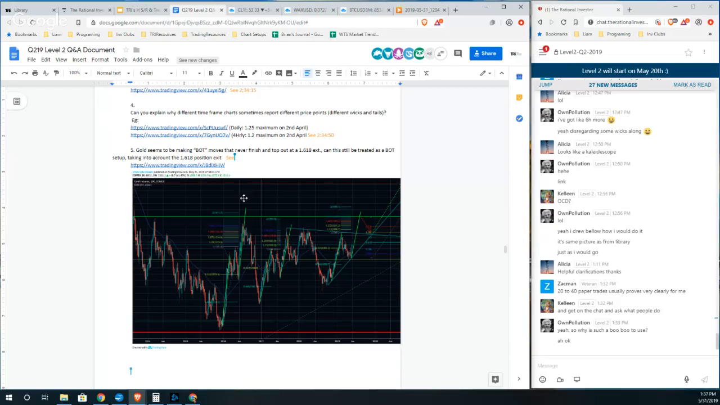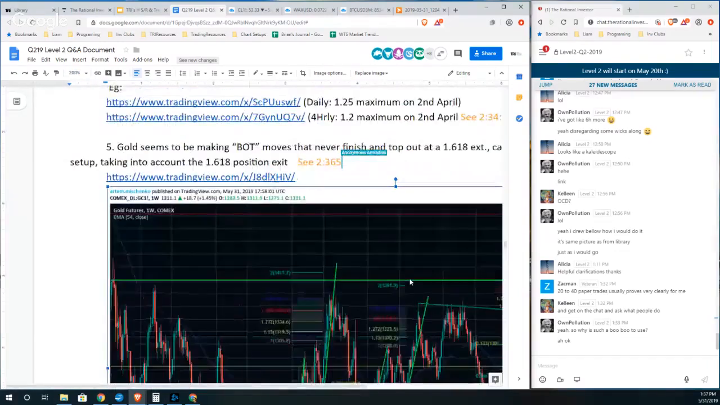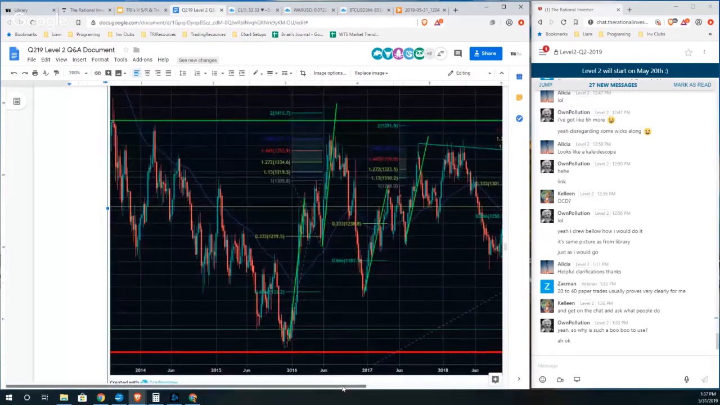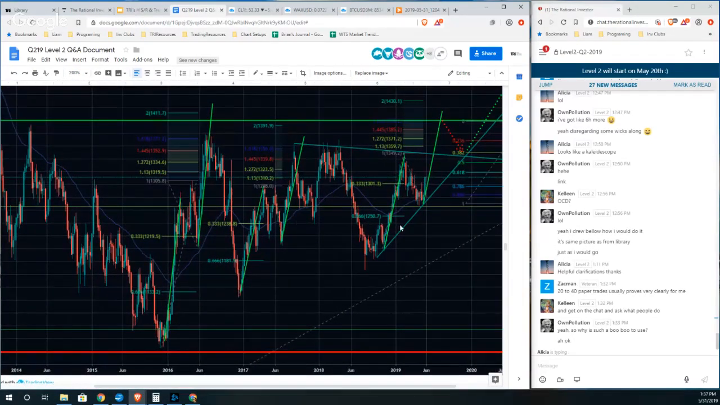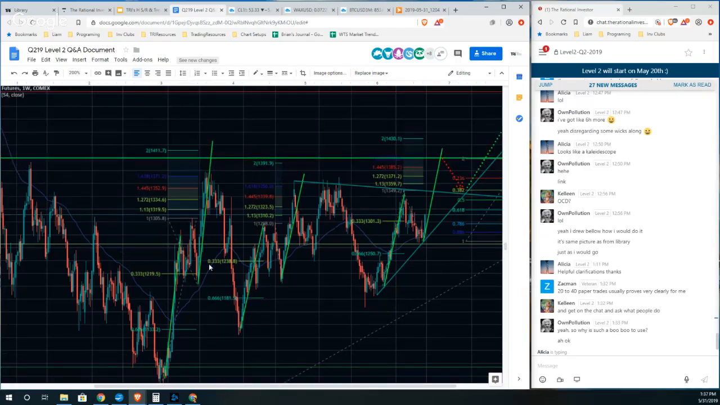Okay, number 5, gold seems to be making bot moves that never finish and top out at 1.618 extension. Can this still be treated as a bot setup taking into account the 1.68 position? Maybe. I do a full length video on the bot in the library. This to me, if anything, probably you should book a private tutorial with one of our people and talk a little bit about bots.